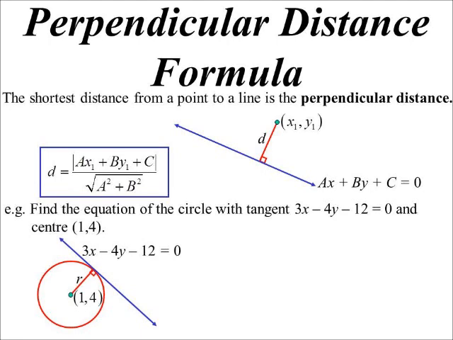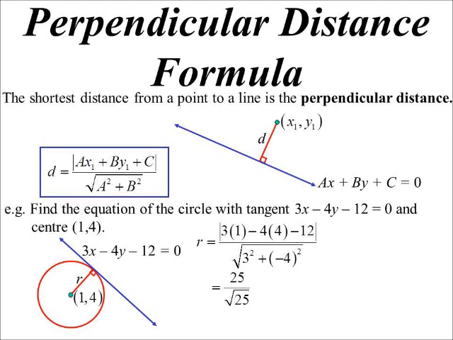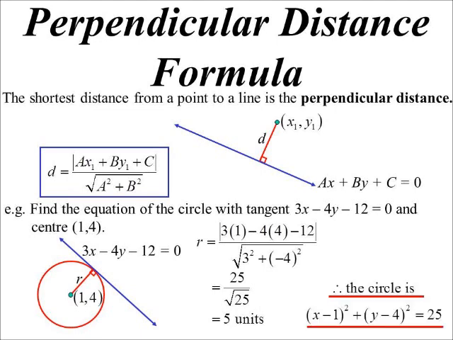So we sub in the absolute value over the coefficients of x and y squared in Pythagoras' theorem, and we end up with 25 on root 25, which is just 5. So to answer the question they've asked, what's the equation of the circle? Well, it'll be x minus the x value of the centre squared, plus y minus the y value of the centre squared, equals the radius squared.